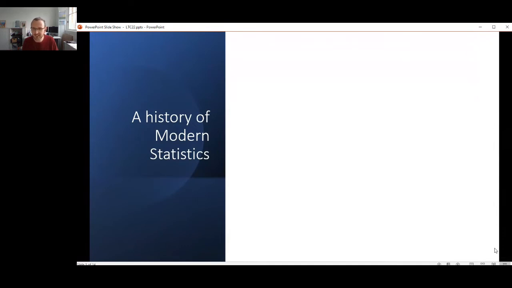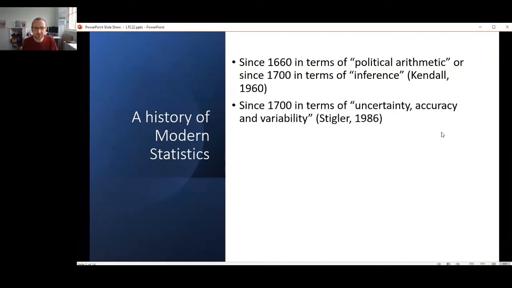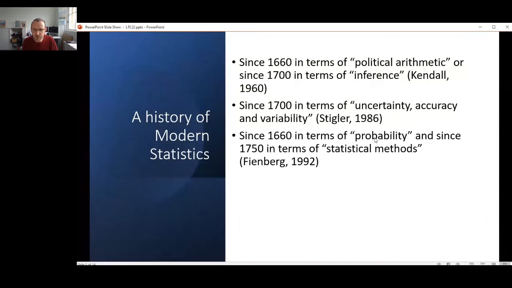A lot of our statistics books, quite understandably, frame it with a bit of history, and they're remarkably consistent about when statistics is thought to have started as a discipline, and quite often use the term modern statistics. And they all give their reasons, their rationale, whether it's 1660 or 1700 in terms of statistical inference. Maybe 1700 was when it started as a discipline in terms of uncertainty, accuracy, and variability. Around that time in terms of probability, maybe a bit later in terms of statistical tests, statistical methods. But right up to modern editions of textbooks, it's pretty consistent around that time.